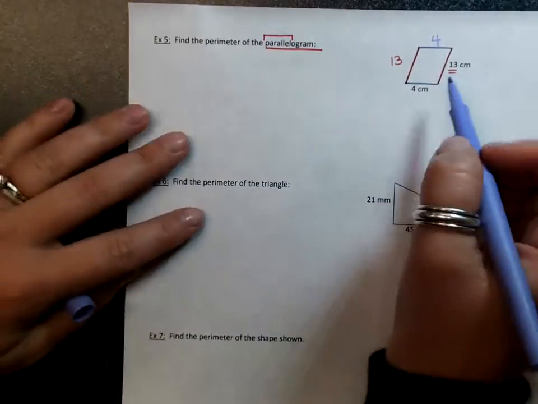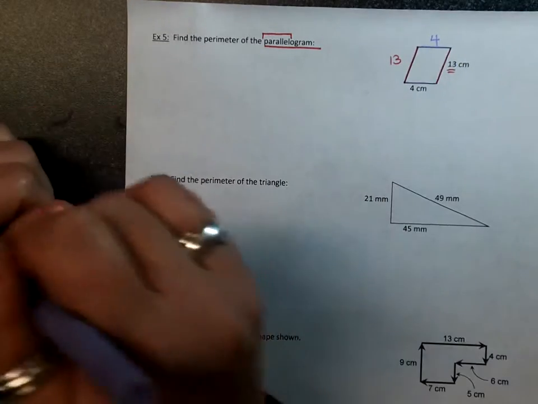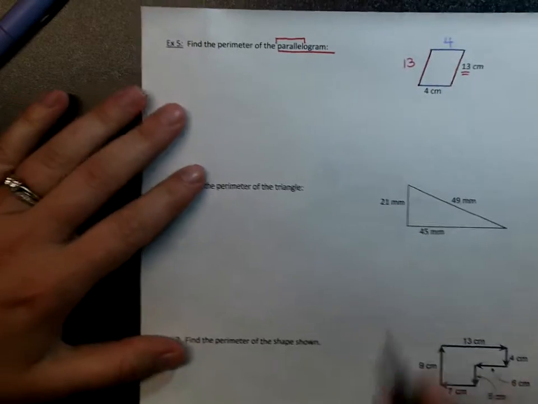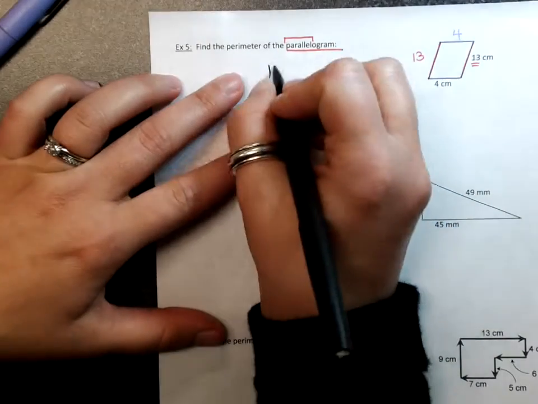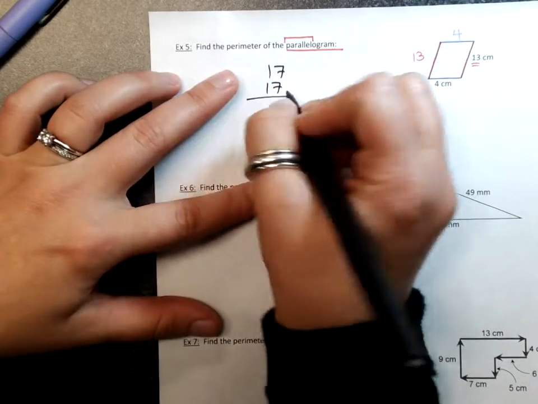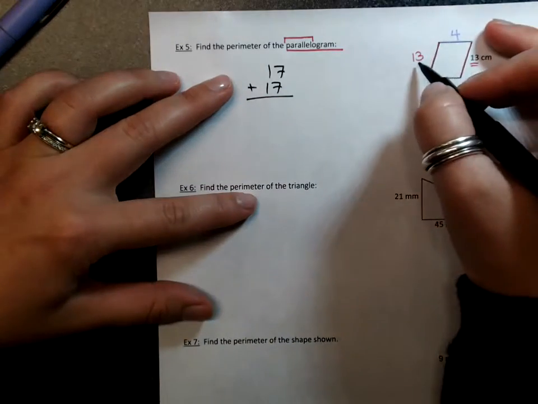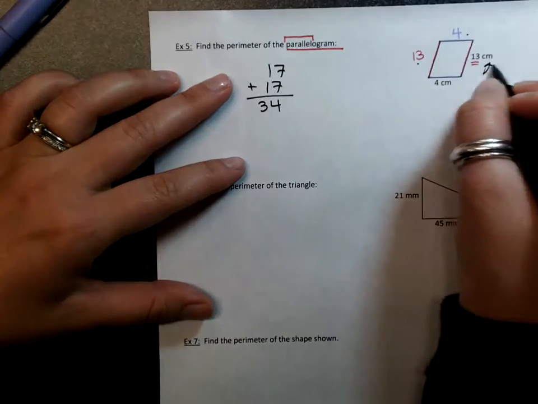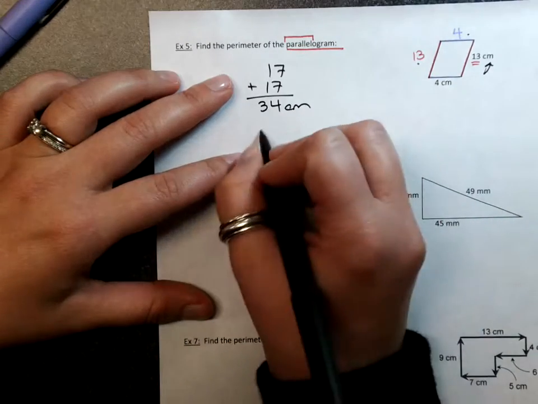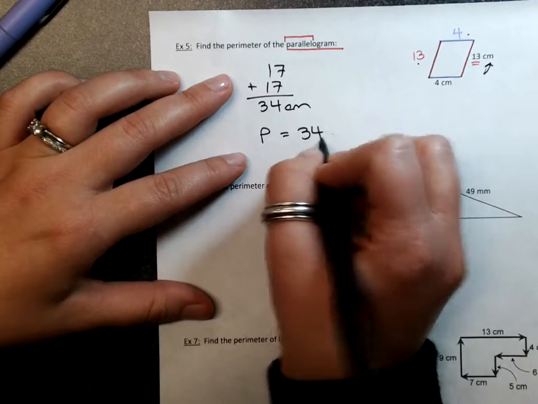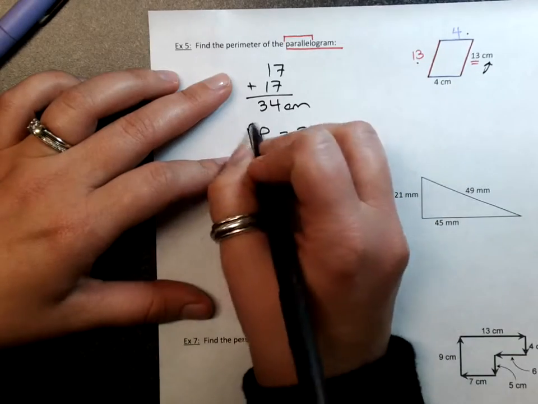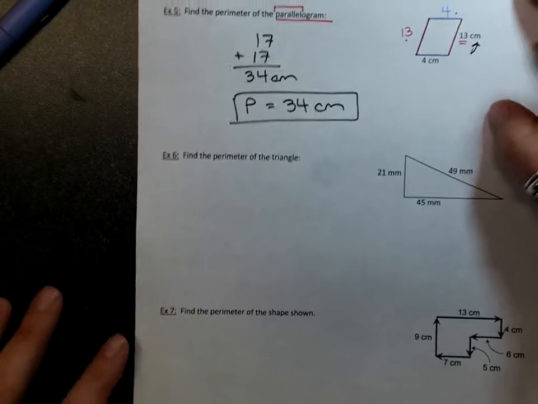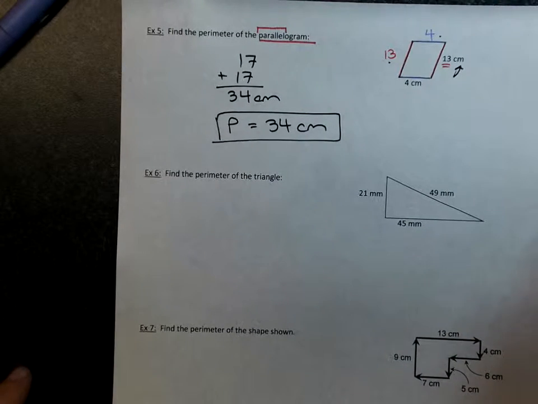And perimeter for any figure is just add up all the sides. So 13 plus 4 is 17. So we can add all these up. 17 plus 17, and I'm getting 17 from adding 13 and 4. You should get 34, and it's being measured in centimeters. So there's not really a formula for that. It's the same as a rectangle if you want to use the rectangle formula, length and width. But we just add up all the sides and you get your perimeter.